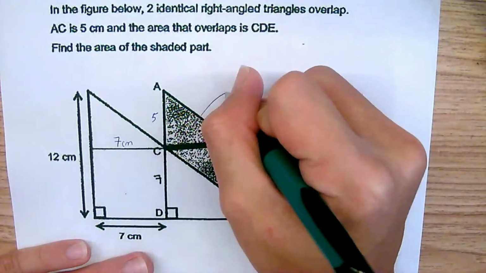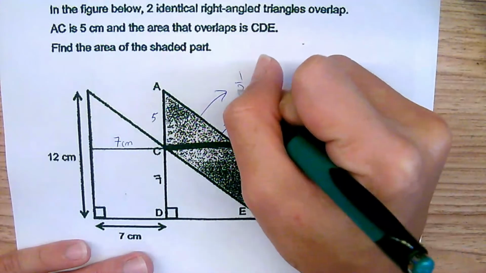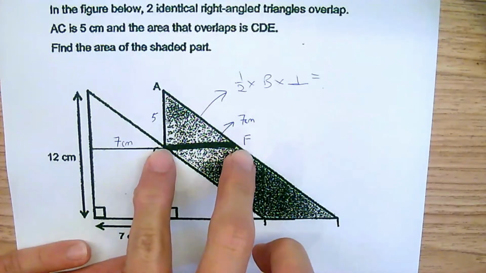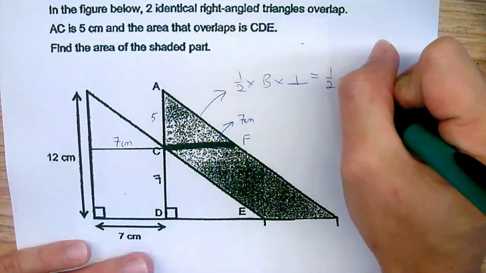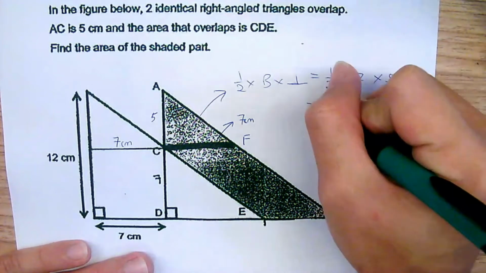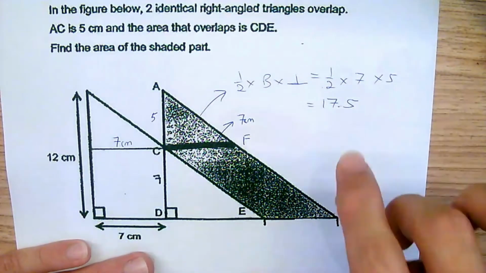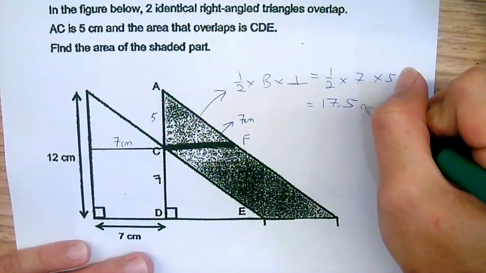So let's go ahead and do this. The area for this one will be half multiplied by base multiplied by perpendicular height. The base is 7, the perpendicular height is 5. So it will be half times 7 times 5, and it will give us 17.5. Yes, correct, it's 17.5 cm squared.